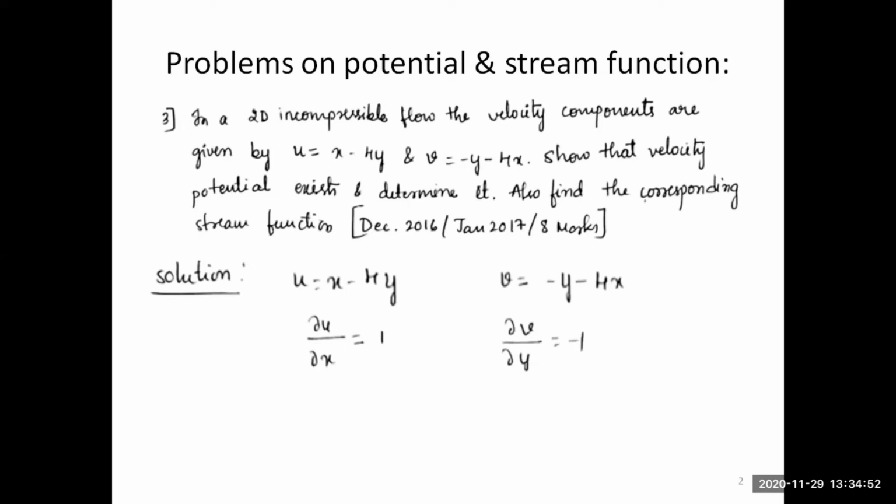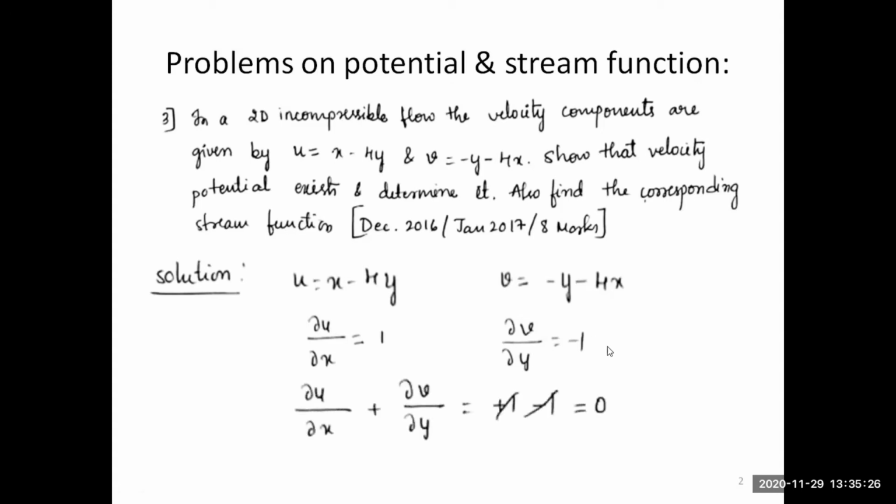So you differentiate u with respect to x. Here dou u by dou x, the x component, minus 4y will be 0, and differentiation of x is 1. And here v is equal to minus y minus 4x, the differentiation of v with respect to y: y with respect to y means minus 1, and x with respect to y is 0. So dou u by dou x you'll get 1 and dou v by dou y minus 1.